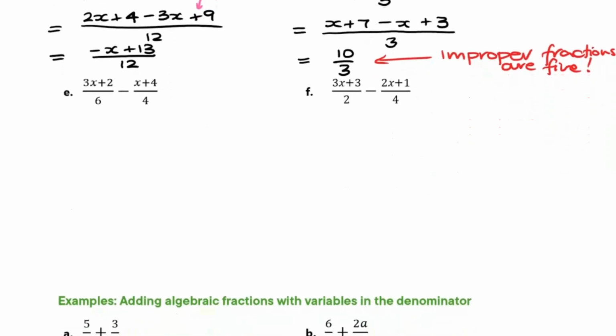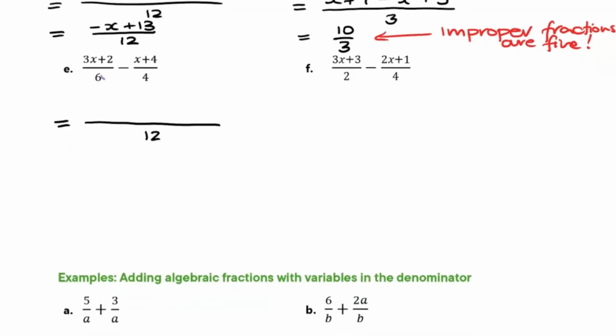Okay, looking at the next one. Lowest common denominator is going to be 12 again. So we're going to have times 2 and times 2 here, and then we're going to have times 3 and times 3 here.